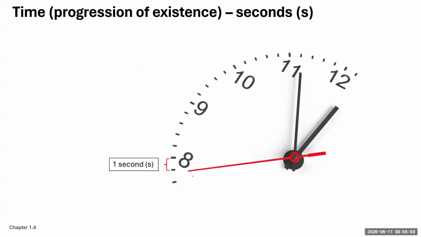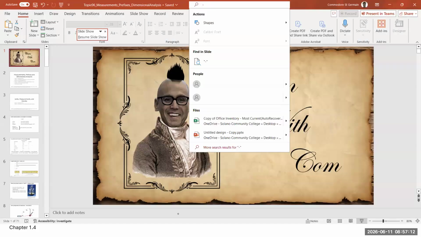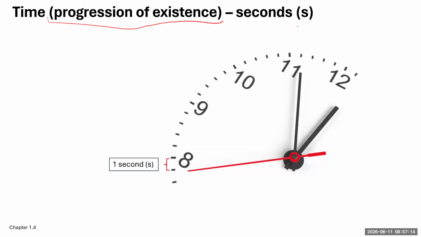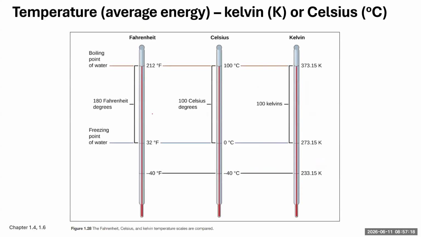All right. Time, this is a weird philosophical thing, but the definition is the progression of existence, which is kind of weird, right? The unit is seconds. The symbol is going to be lowercase s. Temperature, we just use thermometers to measure this. Temperature is average energy. Usually we use Kelvin. Every now and then we use Celsius, which is kind of a symbol like that.